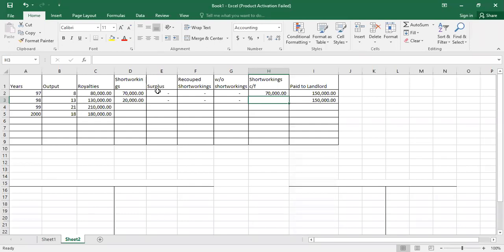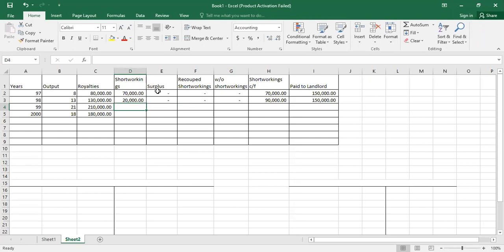Should be 90. Remember, we carried 90 forward. Yes, 70,000 in 97, and we have not yet gotten any surplus to clear, isn't it? So this will be 90,000.